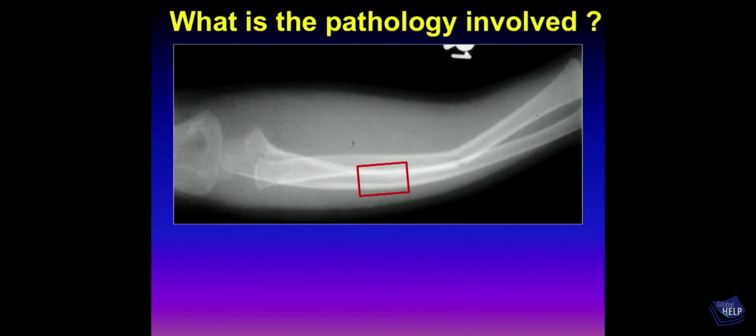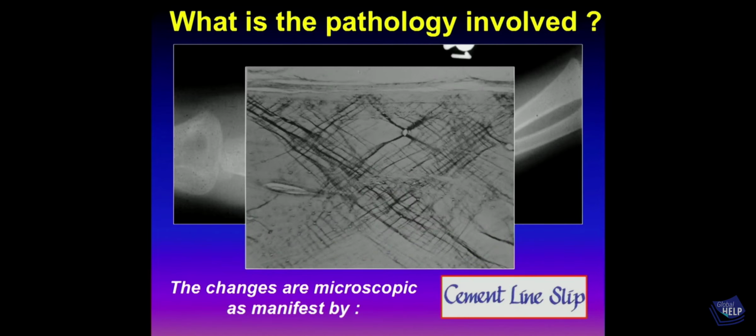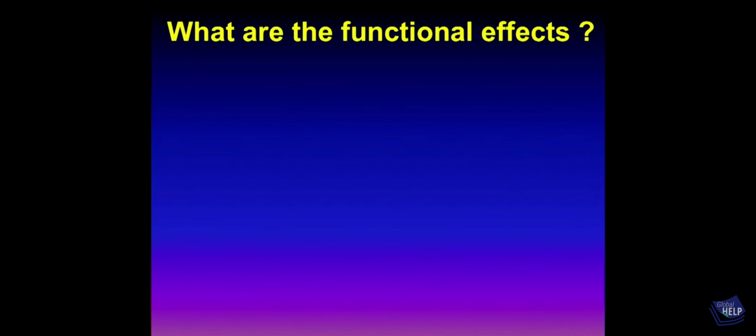Now, the pathology involved is that the changes are microscopic, the cement lines slip, the osteon fragments have displaced here, and you see the cement lines just slipping here, and so there'll be some changes. You're not going to biopsy the bone, but this is what happened in the studies that have been done before.